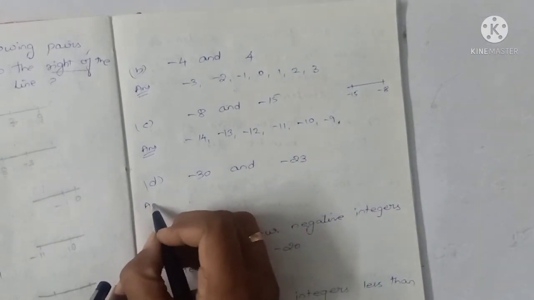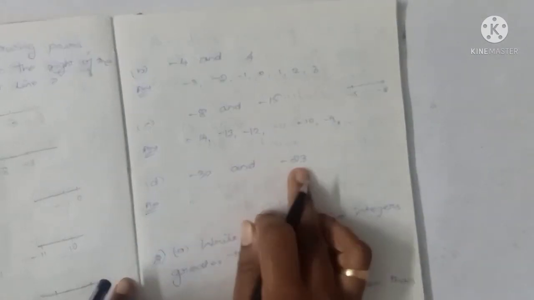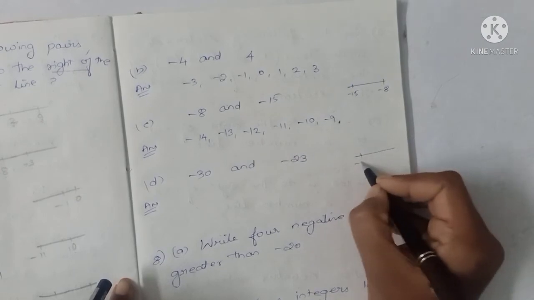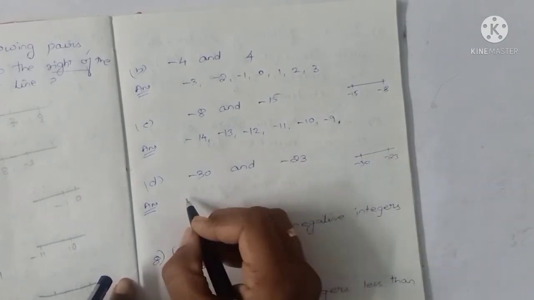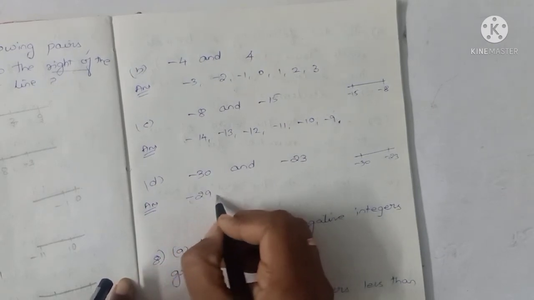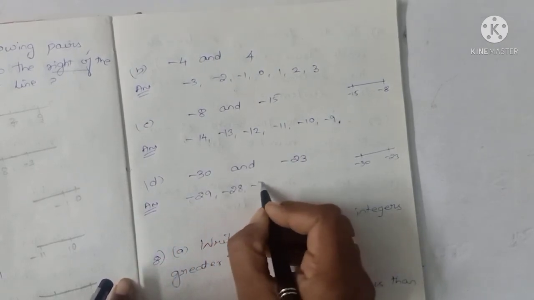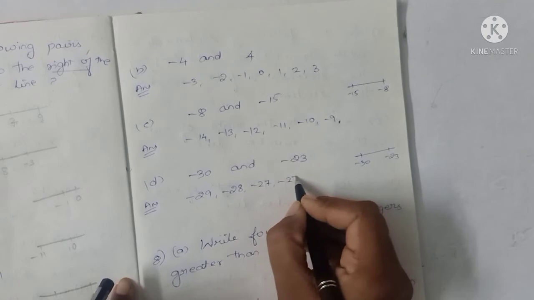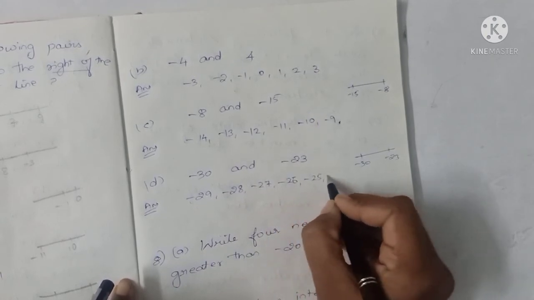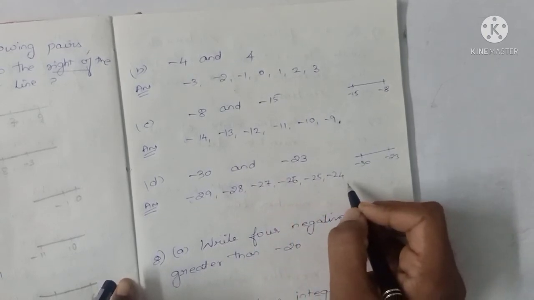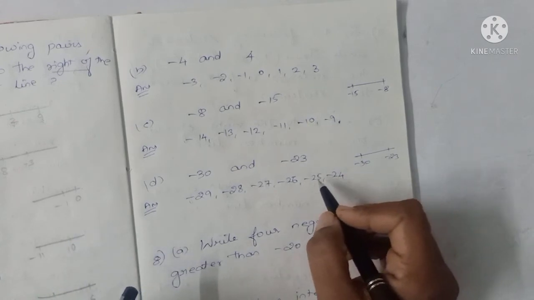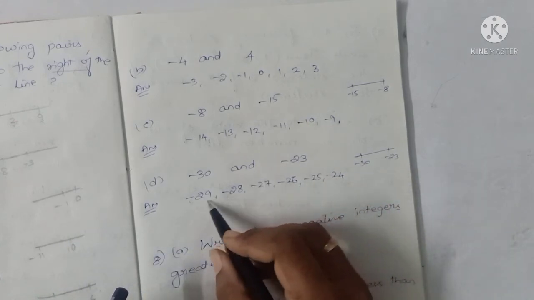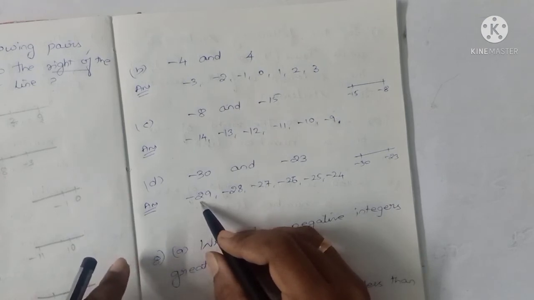Next, subdivision D, minus 30, minus 23. So minus 30 comes here, minus 23 will be here. So in between we will have minus 29, minus 28, minus 27, minus 26, minus 25, minus 24. Okay. You can ask me, why can't we start with minus 24, minus 25, minus 26 and at last stop with minus 29?